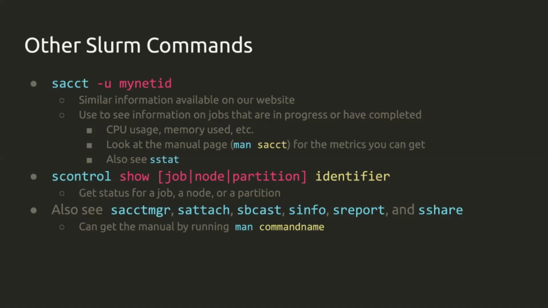scontrol is another command that might be useful. scontrol will let you see the status of a bunch of different things in the cluster. You might be interested in a job, the state of a node, or an entire cluster of nodes, like a partition, and you can use that to see what's going on there. There's also a bunch of different Slurm commands that I highly recommend taking a look at: there's sacctmgr, sattach, sbcast, sinfo, sreport, and sshare. You can look up all about them by running man and then the name of the command on one of our interactive nodes.